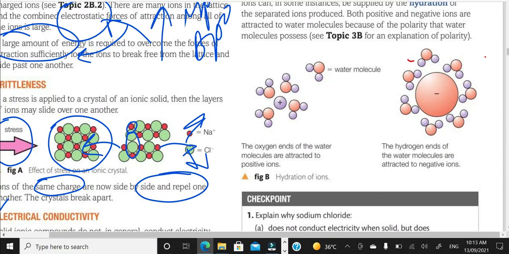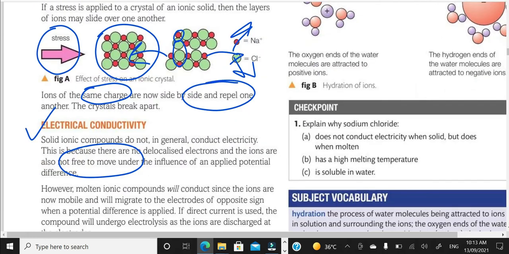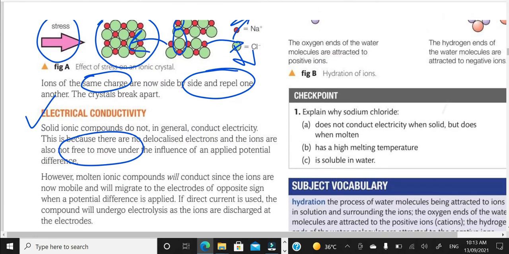Where did I leave off? You were with me in electrical conductivity, or you are not there with me in the conductivity?